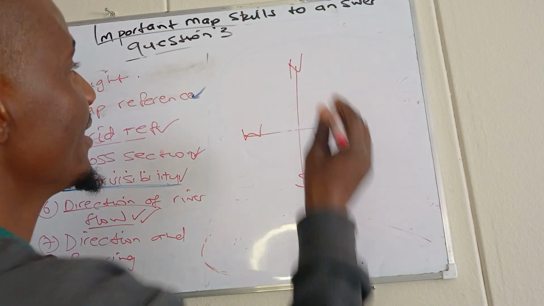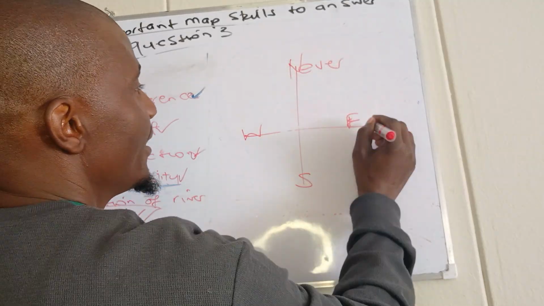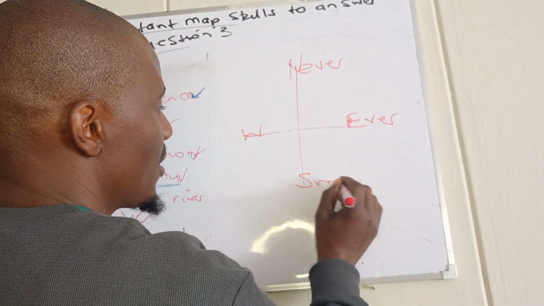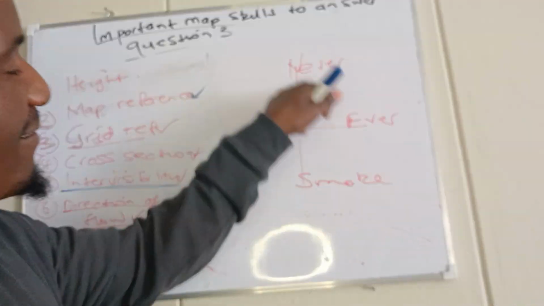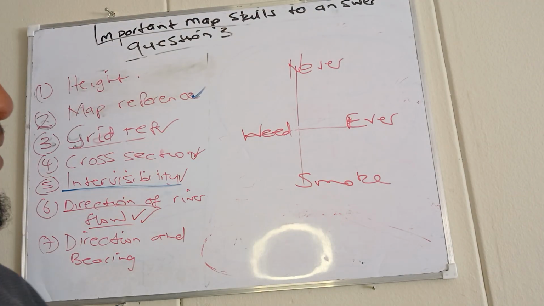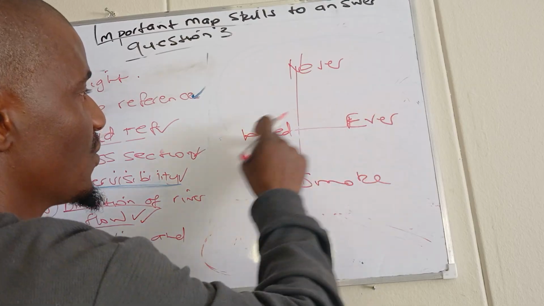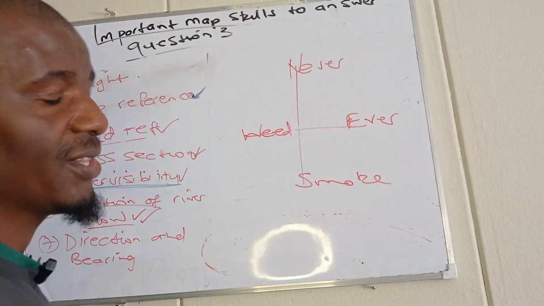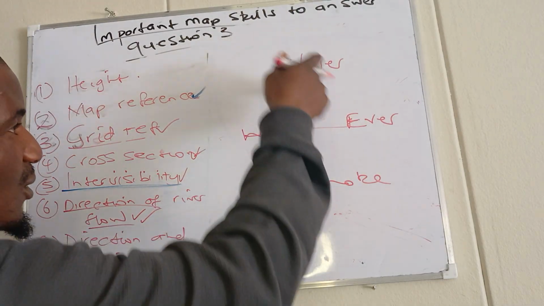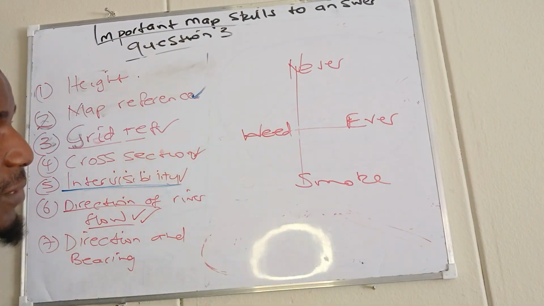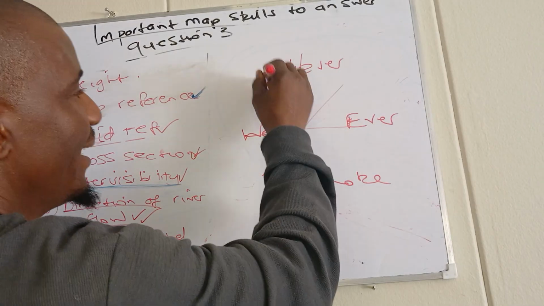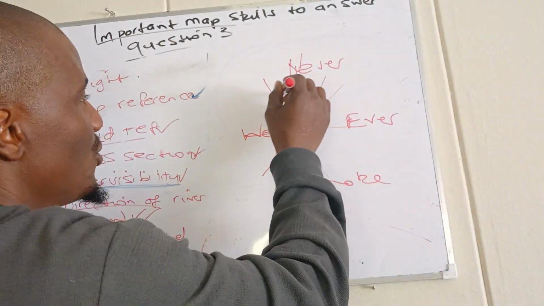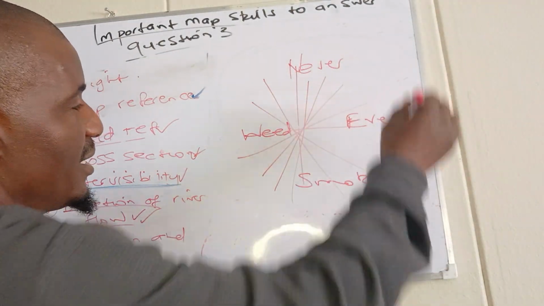I always use "Never Ever Smoke Weed." That is your 4 cardinal points: north, east, south, west. Never ever smoke weed. So remember, east is always on your right and west is always on your left. You can do your 8. You can move on to do your 16 cardinal points. I think we have talked about that.